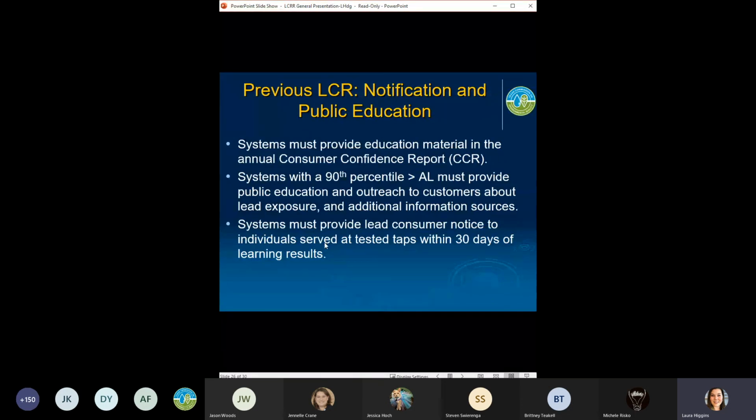And again, to compare that to the previous or current lead and copper rule, so currently systems must provide education material in the annual consumer confidence report. Systems with a 90th percentile greater than the action level must provide public education and outreach to customers about lead exposure and additional information sources. And systems must provide lead consumer notice to individuals served at test taps within 30 days of learning results.